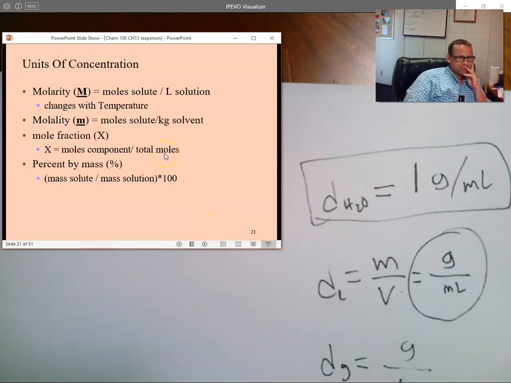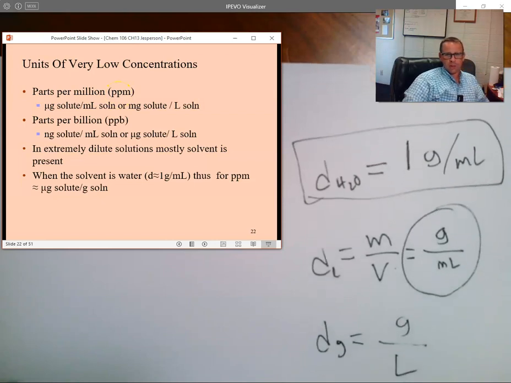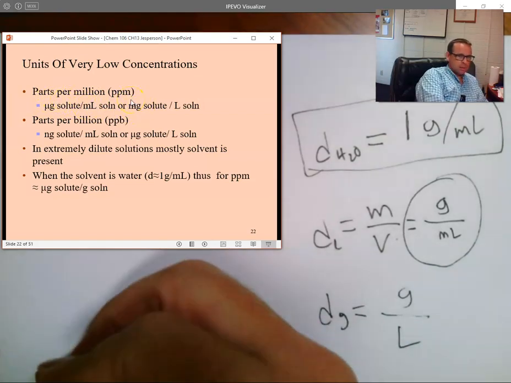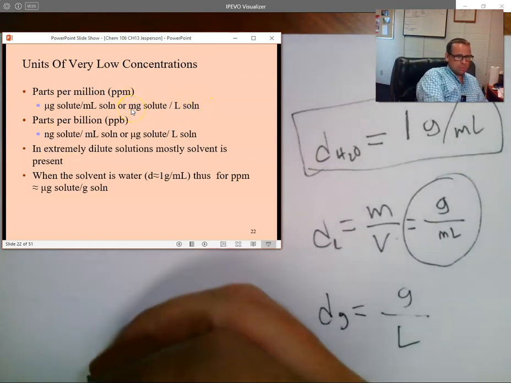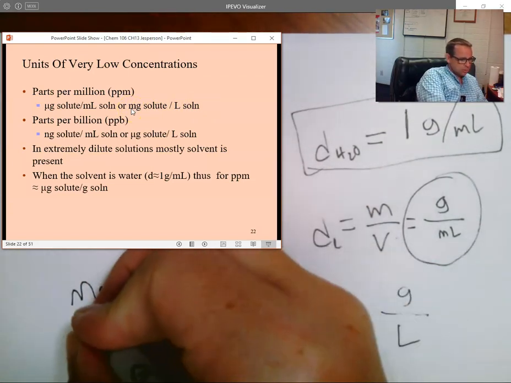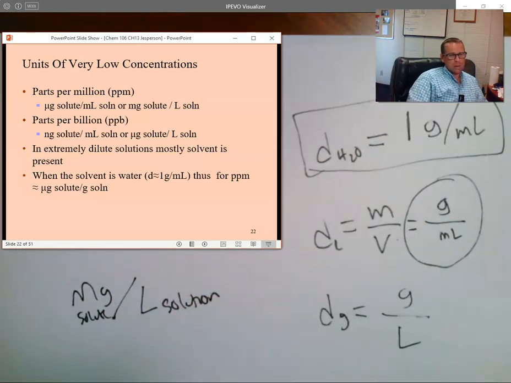All right, so parts per million we'll have just a short conversation about. Because we have introduced it before, we had it in lab, but it is probably easiest just to memorize that it's milligrams of solute per liter of solution, milligrams of solute per liter of solution.